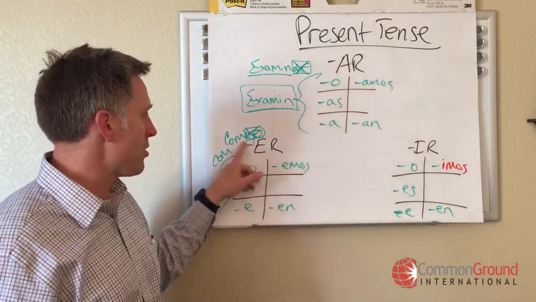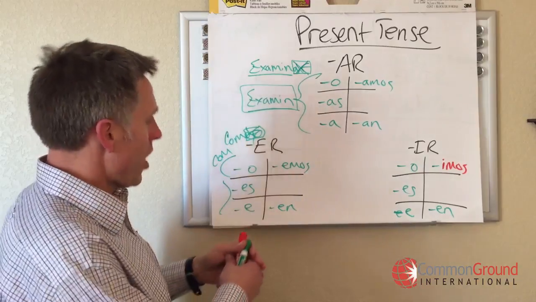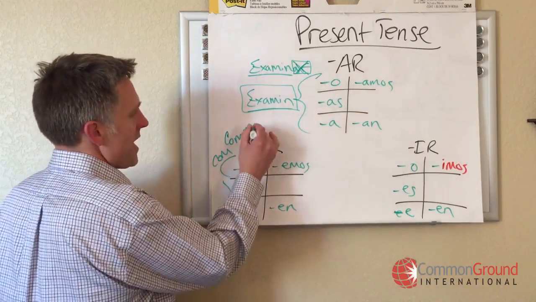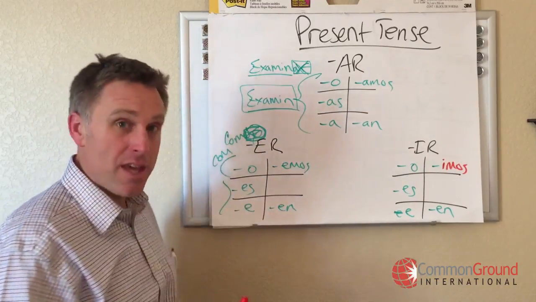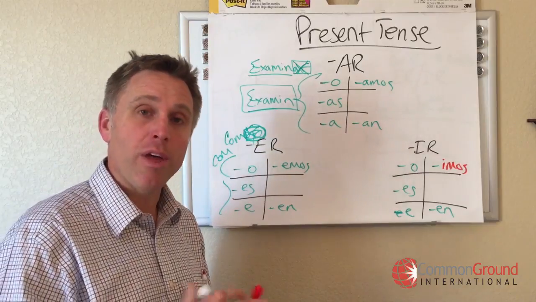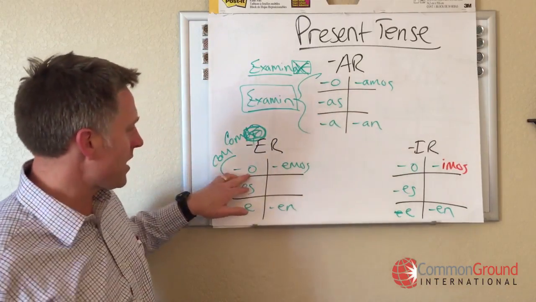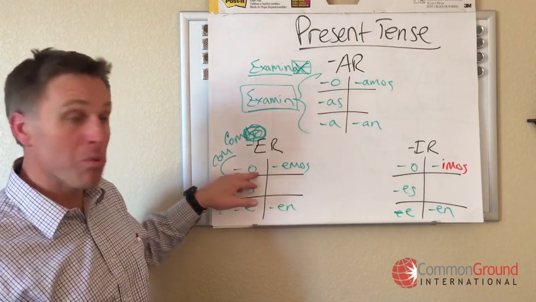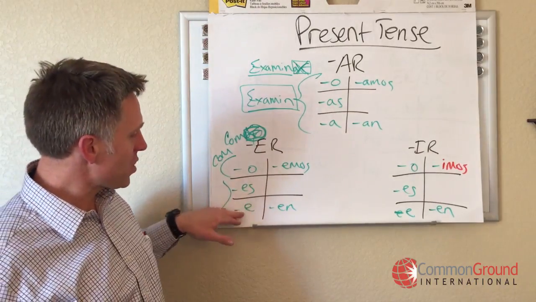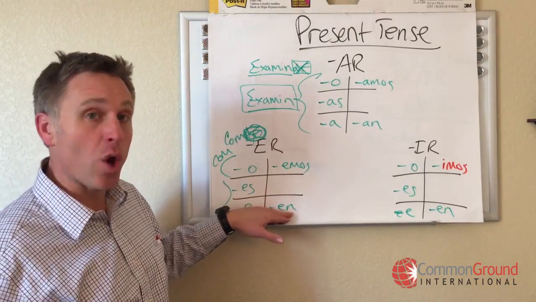Now, we've got ER verbs like comer. We're always going to drop the ending of the verb, the ER part or the AR part or the IR. We always drop it. We're left with the stem, and then we add the conjugated endings. So we've got como, comes, come, comemos, and comen.